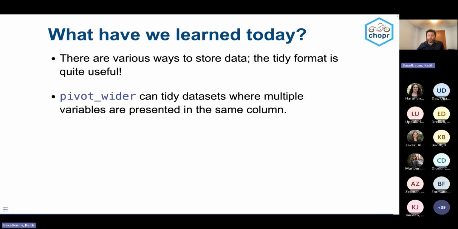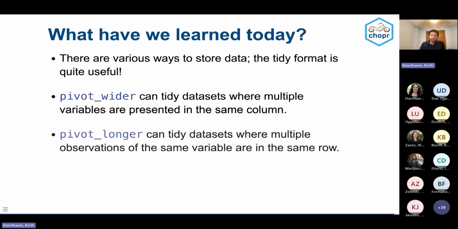We can make our data set wider to give things their own columns. We talked about pivot longer, for when we have multiple observations spread across columns rather than across rows, where the columns aren't different variables, they're the same variable at different times. In this case, we can say, nope, that should all be in one column. And so we can pivot longer to say, take all those columns, make them into rows instead, and then our data will be nice and tidy.